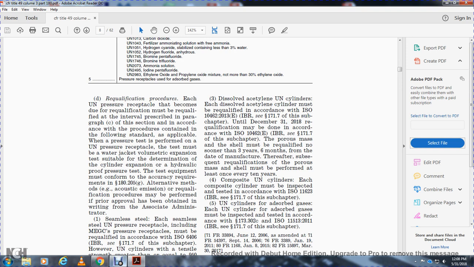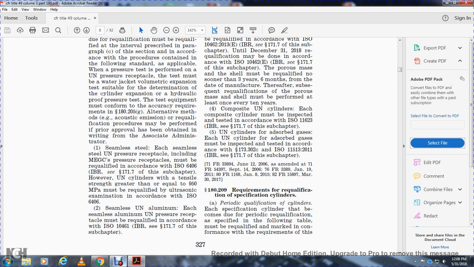Composite UN cylinders. Each of the composite cylinders must be inspected and tested in accordance with ISO 11623. And the UN cylinders for absorbed gases must be inspected and tested in accordance with 173.302(c) and ISO 11513:2011. 180.209 requirements for the requalification of specification cylinders.